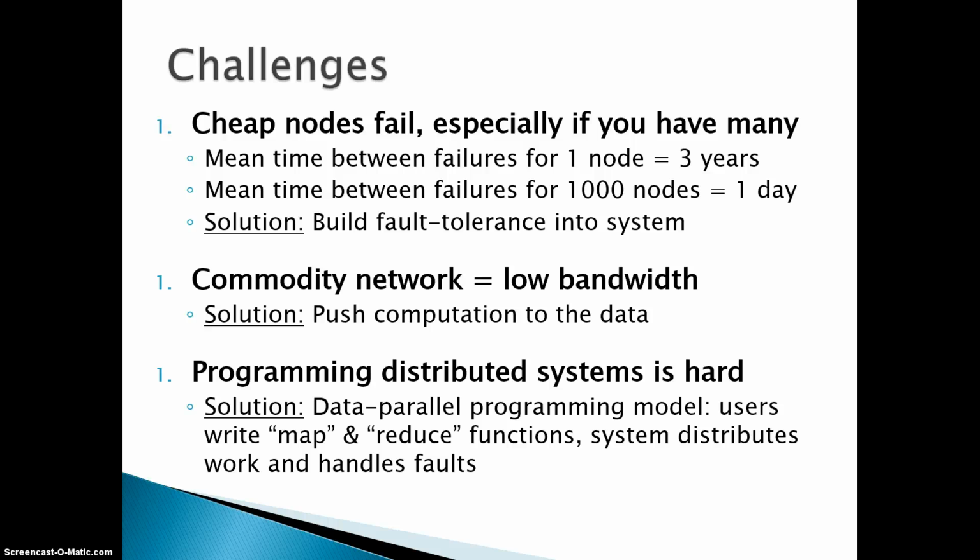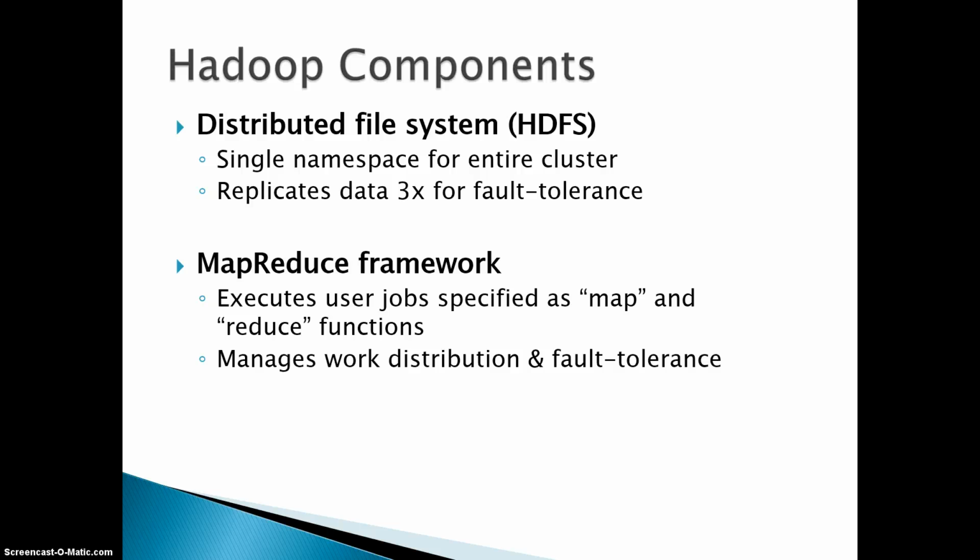The third one is that programming distributed systems is hard. The solution is a data parallel programming model. Users write map and reduce functions. The system distributes work and handles faults. Hadoop components: the distributed file system, HDFS, with a single namespace for the entire cluster. It replicates data 3 times for fault tolerance.